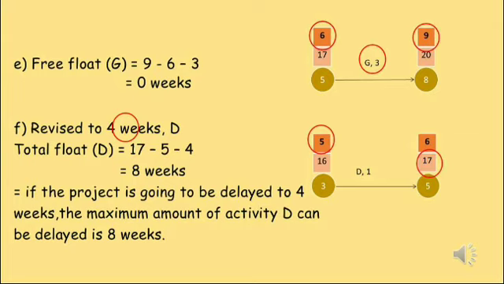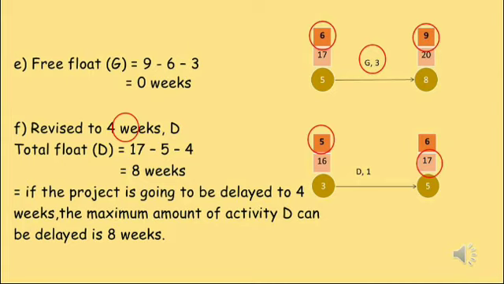So the next question, for October 2012, is: determine the free float for activity G. To calculate the free float for activity G, we have to subtract the earliest event time for event number 5 and the duration of G from the earliest event time for event number 8. So the calculation will be 9 minus 6 minus 3, and the answer is 0 weeks.